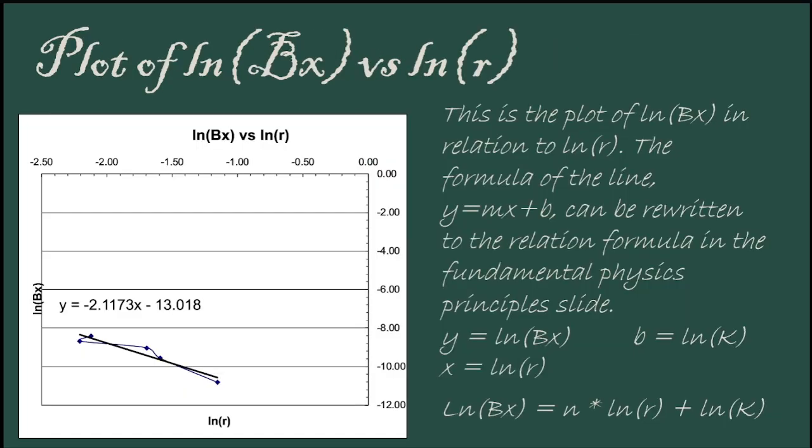Plot of ln Bx versus ln R. This is the plot of ln Bx in relation to ln of R. The formula of the line y equals mx plus b can be rewritten to the relation formula in the fundamental physics principles slide, where y is equal to ln Bx, b is equal to ln of k, and x is equal to ln of R. And we get ln Bx is equal to n times ln of R plus ln of k.